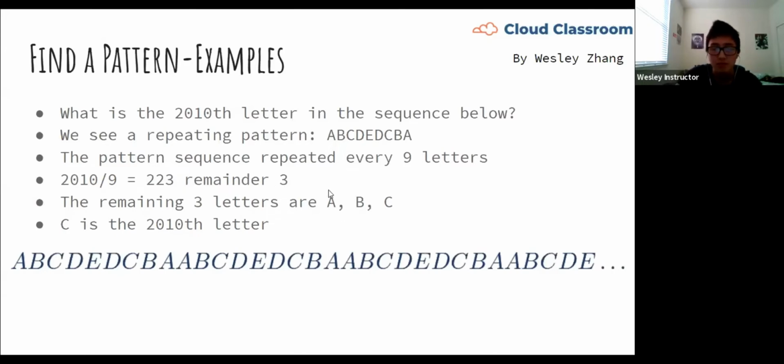because the remaining 3 letters are A, B, and C. So remainder 1 is A, remainder 2 is B, and remainder 3 is C. So that means C is the 2010th letter. And this works for any type of problem that's like this.